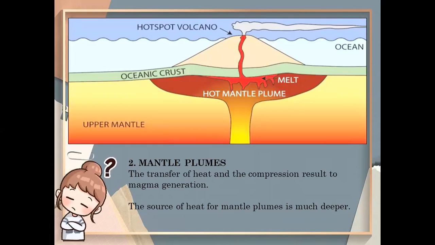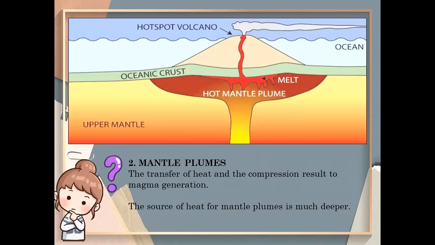Next, we have the mantle plumes. So ito na yung tinatawag nating mantle. So, mantle plumes, the transfer of heat and the decompression result to magma generation. The source of heat for mantle plumes is much deeper. So, di ba meron tayong lower mantle and upper mantle?